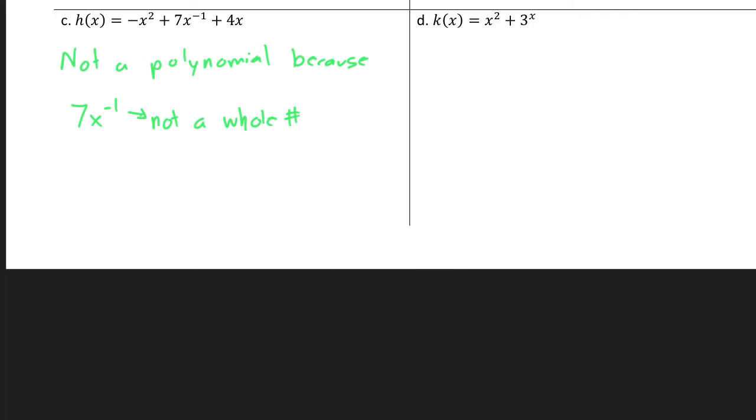And that kind of leads into the next one, part D. This is not a polynomial, because of 3 to the x power. This power is not a whole number. So we can't have variable powers either. I know I just spent 9 minutes defining one thing, but it's important for us to recognize those things before we can apply them. You've got to know what something is before you can talk about its properties.